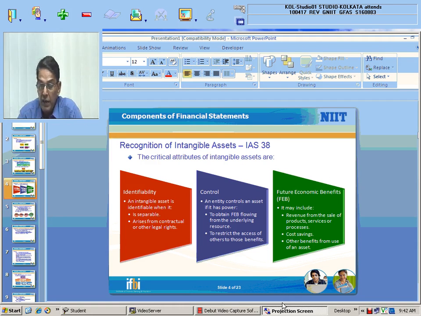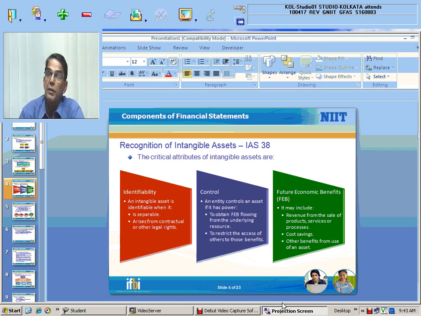The problem is the entity may not have control over the expected economic benefits arising from the skilled staff, as they can leave their employment. So an entity can obtain future economic benefits by providing training to their staff and getting them trained in a particular skill. But the entity doesn't have control over the benefits, because the staff can leave the employment, so it cannot restrict others' access to the use of that.